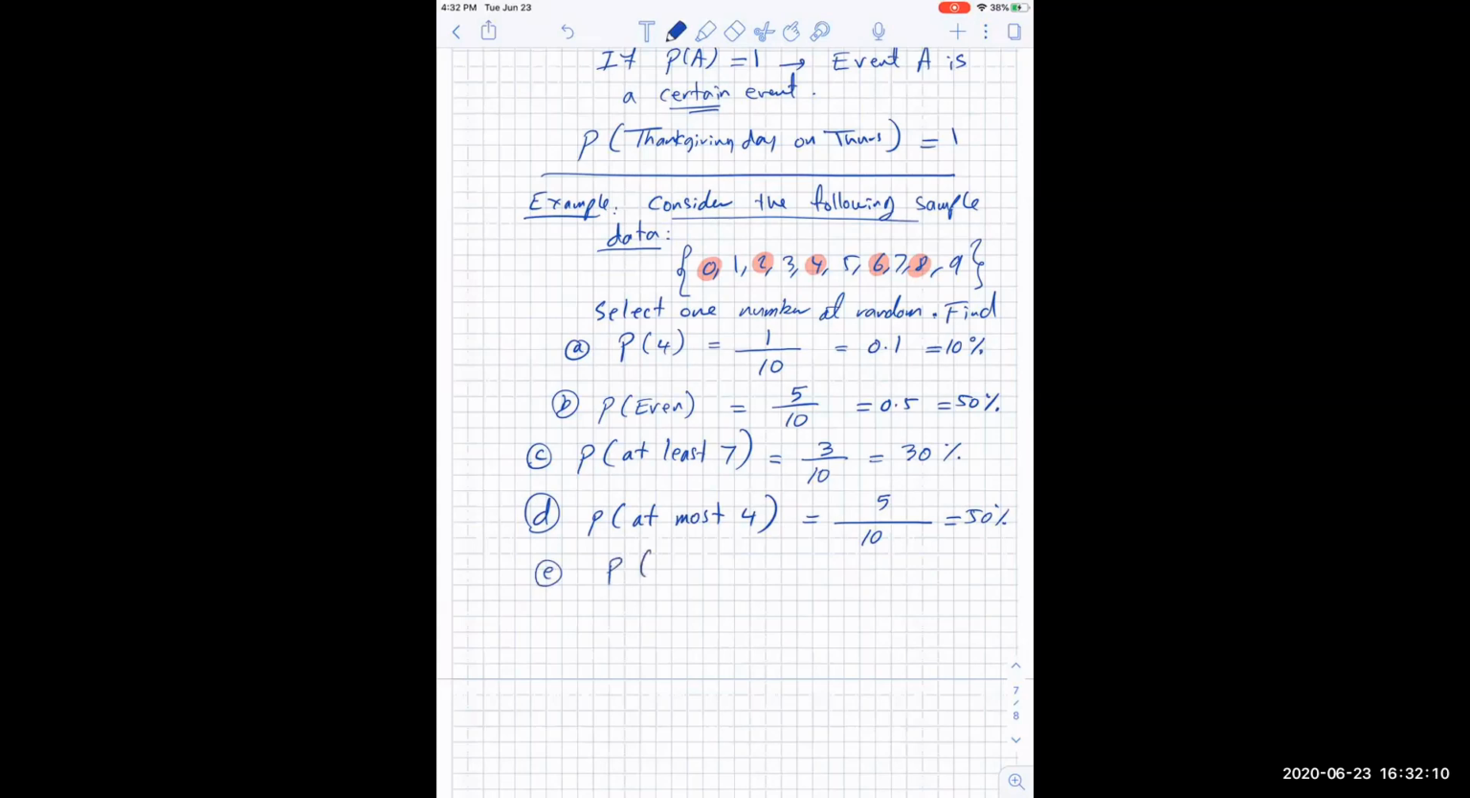What is the probability of getting a 4 or 5? A 4 or 5? 2 out of 10. Which is 20%. Make sense?